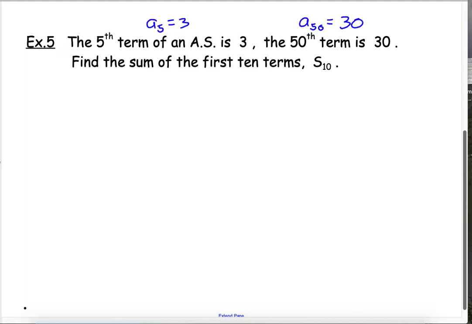Okay. Find the sum, wait a minute, find the sum of the first 10 terms. So what are we going to do here? Well, writing out blanks isn't going to be good because I need to get from 5 to 50. There's not enough room. That's too many blanks to work out. So here's a couple of ideas. Here's the idea I like to do. So let's start with this.